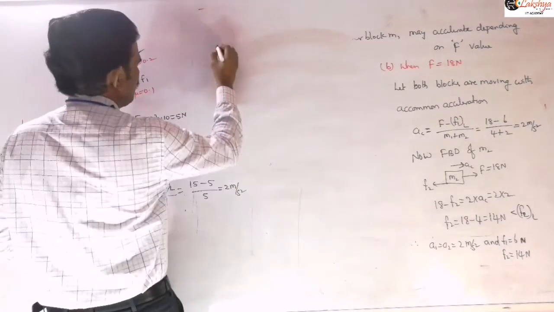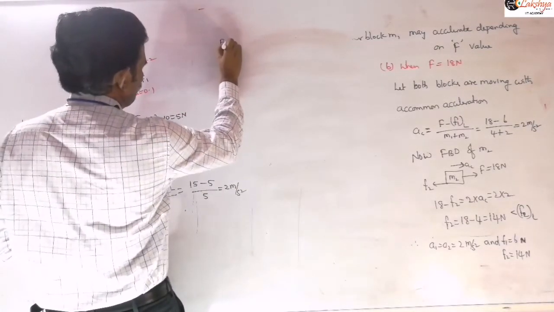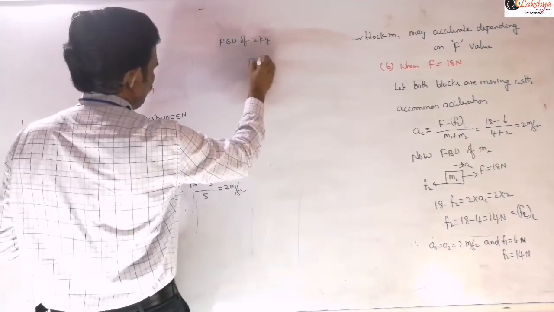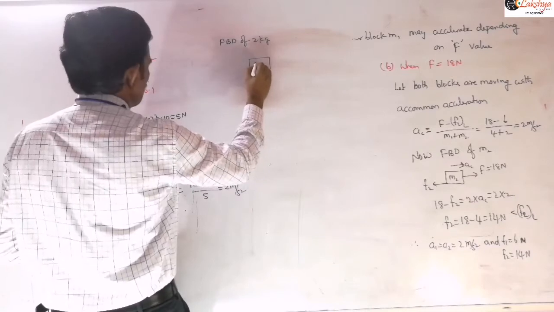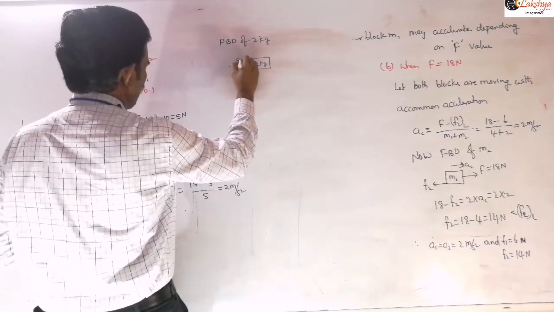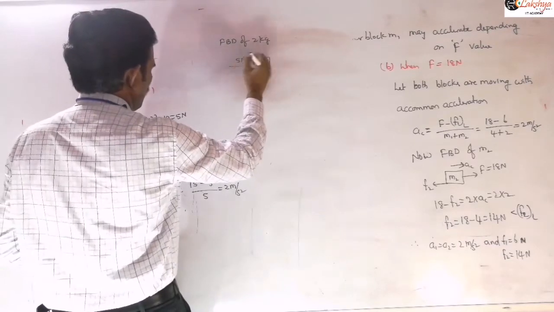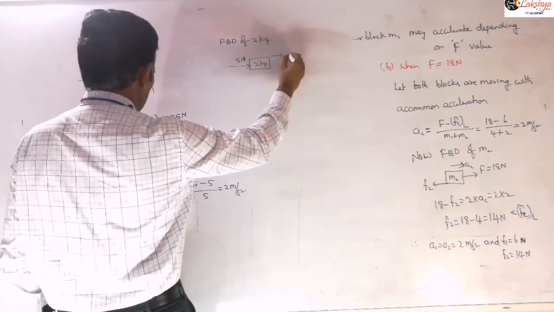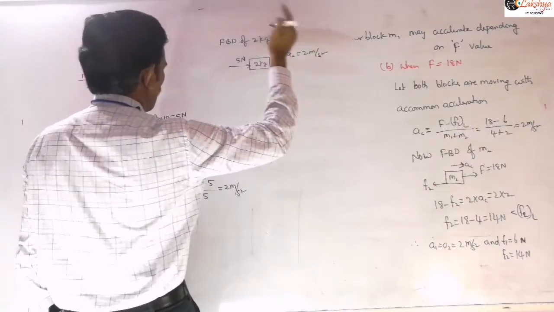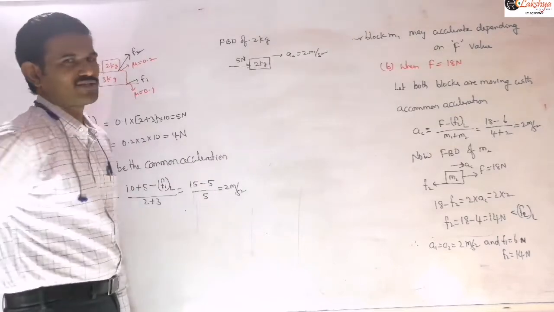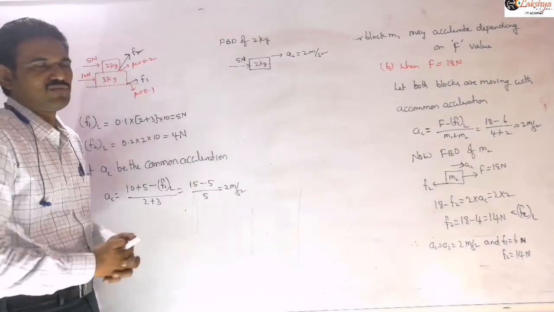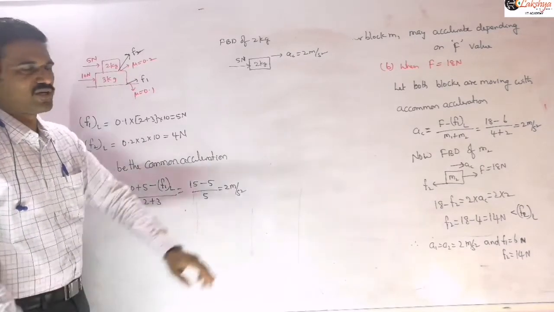Now I am taking the FBD of the 2 kg. So this is the 2 kg, and here the applied force is 5 newtons. And now this block is accelerating with an acceleration of 2 meter per second square. Now by observing these values, we can check the direction of the frictional force here, when you are taking the individual free body diagrams.